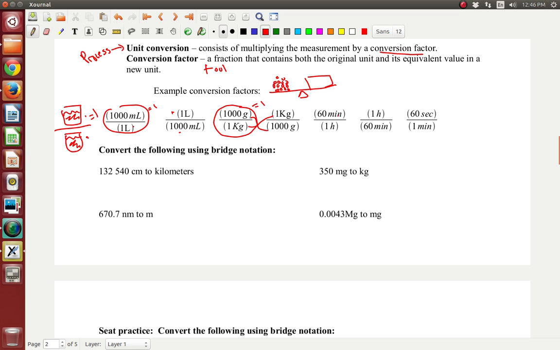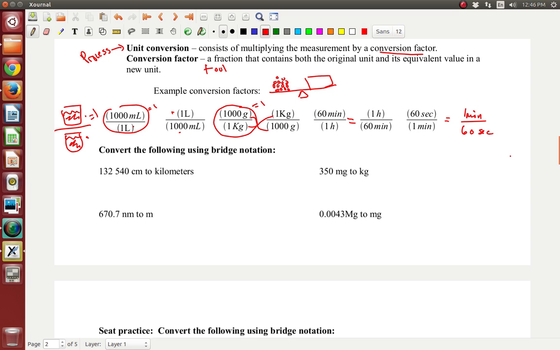60 minutes is an hour, so 1 hour is also 60 minutes. These are equal to each other. 60 seconds is a minute, and so the other one that I could have made would be what? What do you think? Well, 1 minute is the same thing as 60 seconds. All of these are conversion factors.